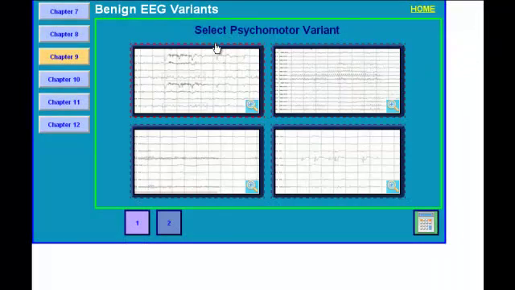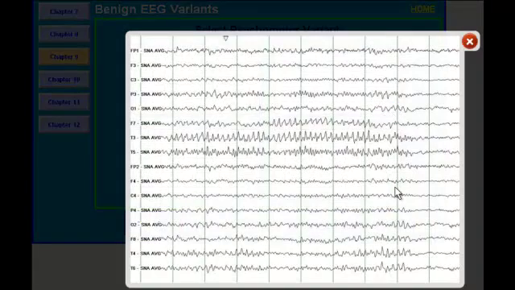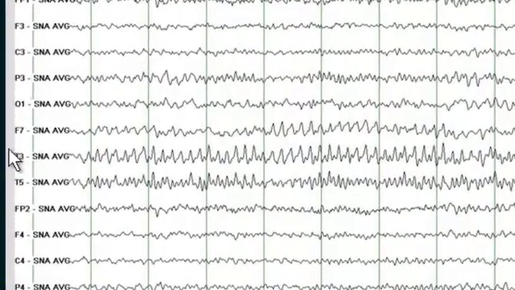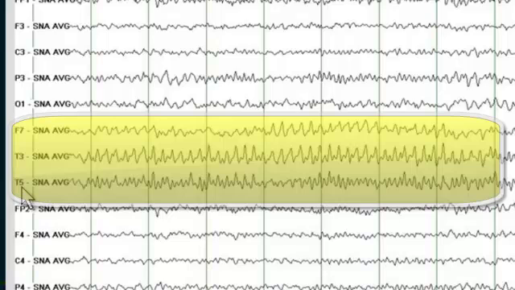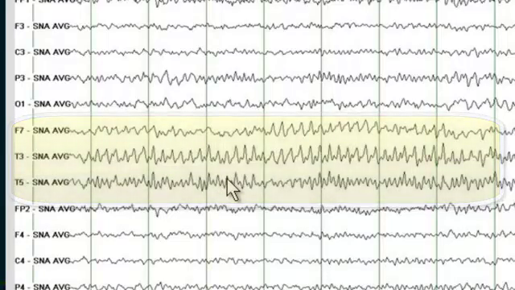So going back to the question, select psychomotor variant. Let's look at this one here. This is an average reference montage. All odd numbers are recording from the left and the even numbers from the right. Without going into details about this EEG, what I want to show you is this activity right here, which you see at F7, T3, and T5. This is recorded at a time when the person is drowsy and asleep.